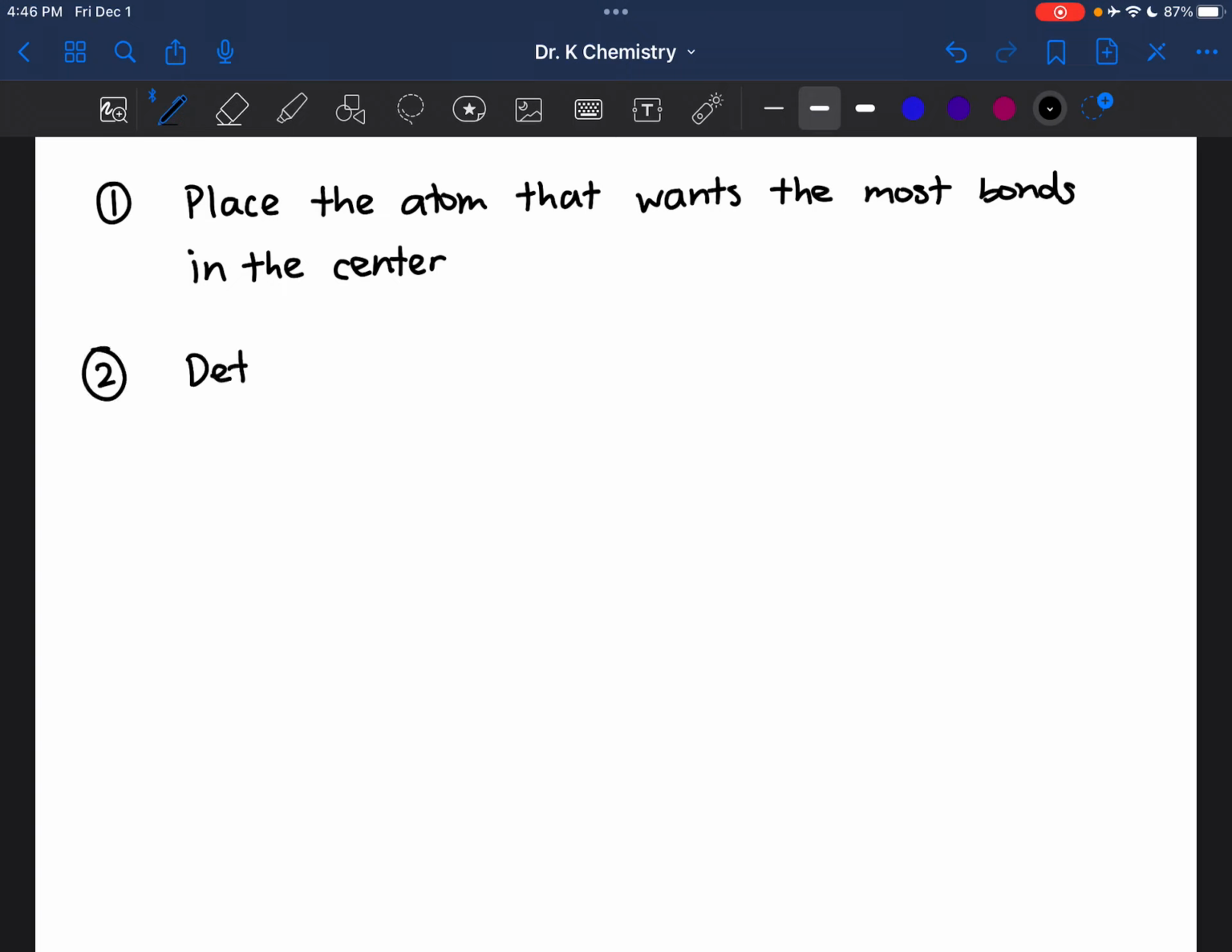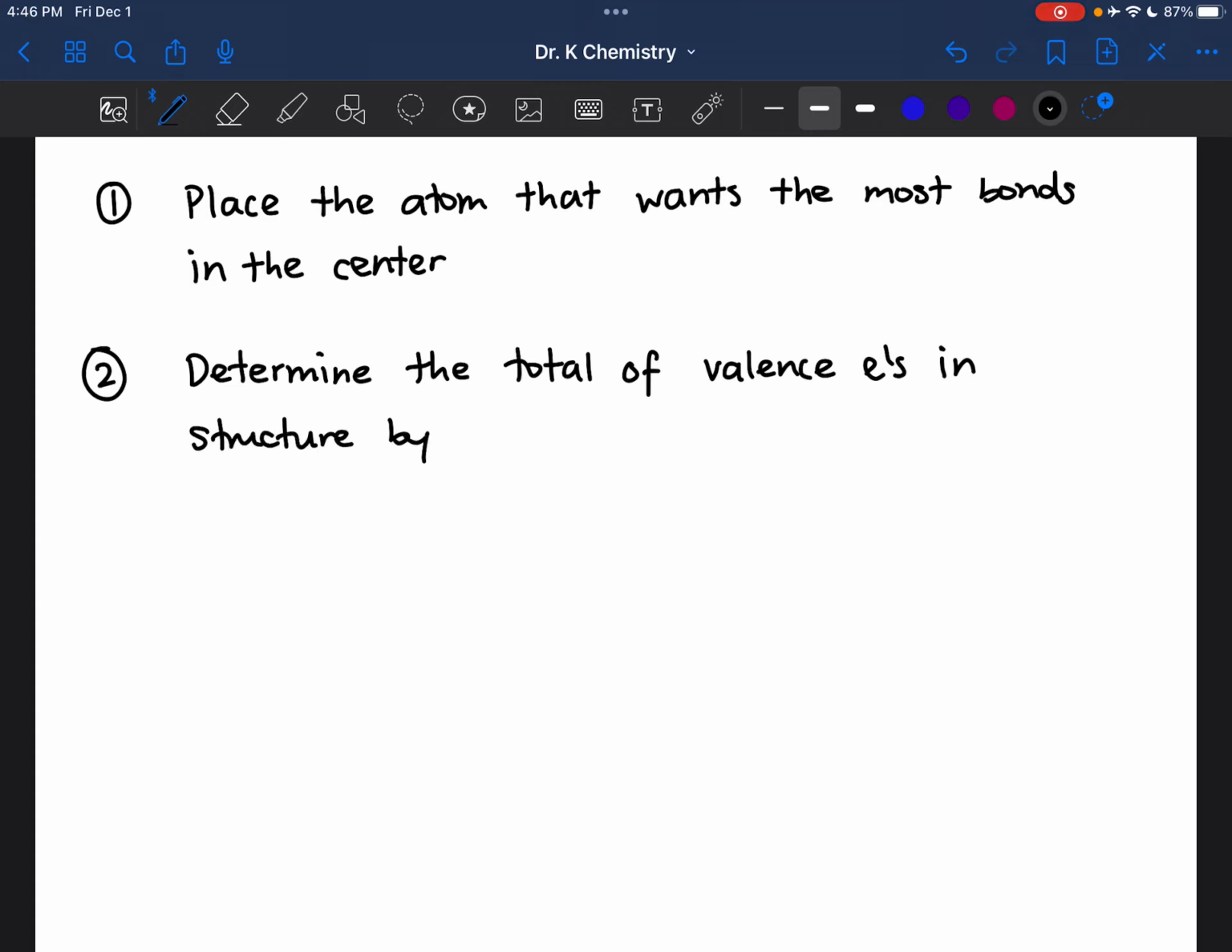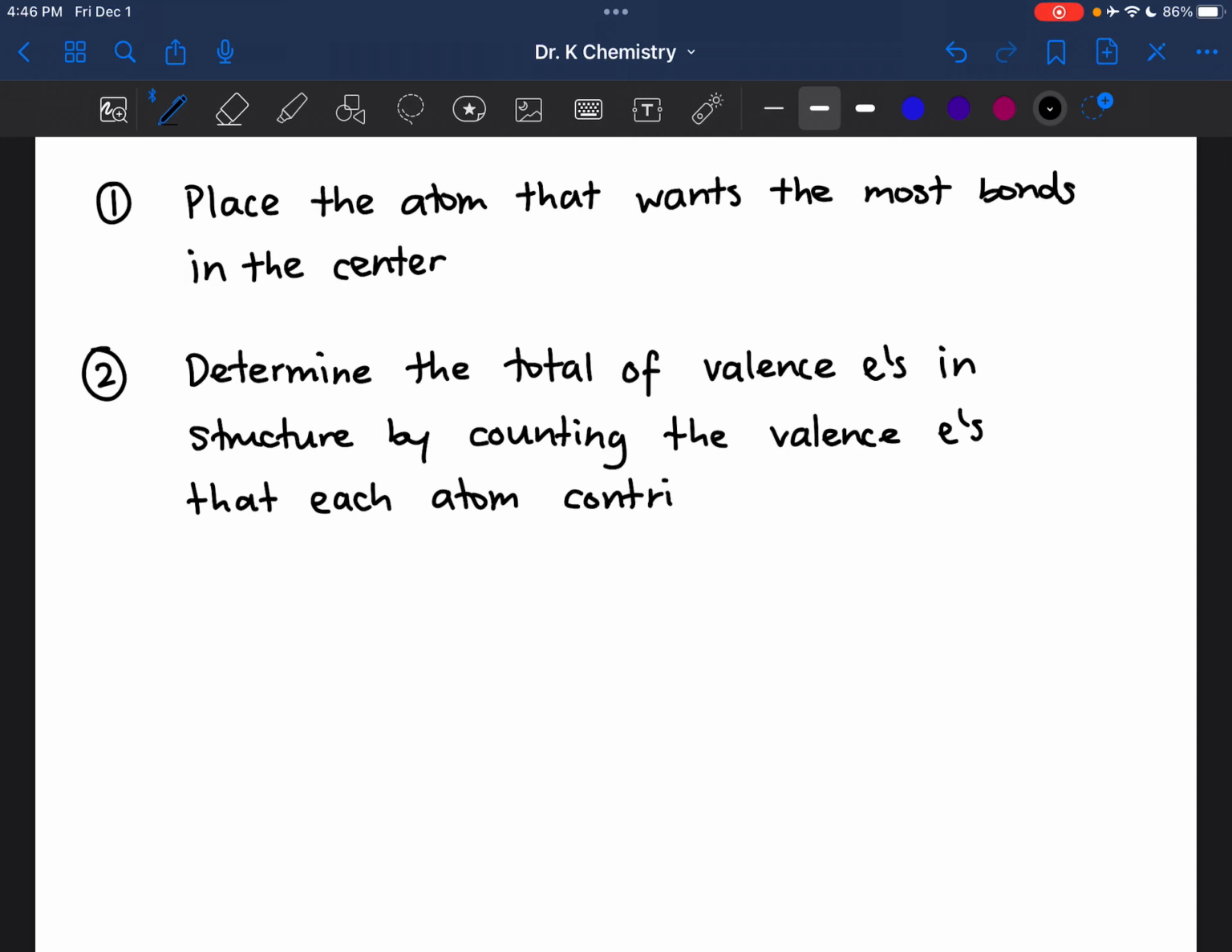The second thing we're going to do is determine the total number of valence electrons for the entire structure by counting the valence electrons that each atom in the formula contributes. So let's try these first 2 things on this particular formula. That's the formula of ammonia.